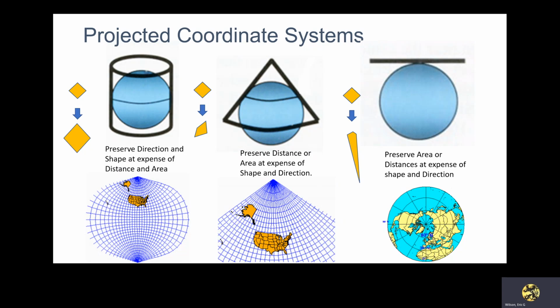I'm sorry. Yeah, the Mercator projection is going to do a better job with direction and shape, where the azimuthal might do better at area or distances in that particular area of the projected surface where it touches the surface of the Earth.